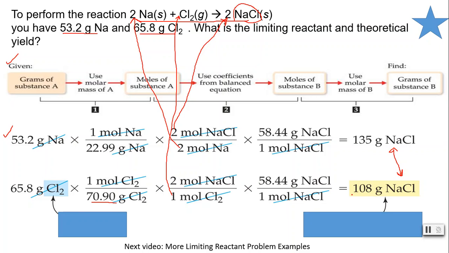And so remembering the definitions of limiting reactant and theoretical yield, the 108 grams of sodium chloride, since that is the smallest amount when comparing these two, is going to give you the theoretical yield. And what gave us that smallest amount of product, the theoretical yield? It was the 65.8 grams of chlorine gas. So that is your limiting reactant. So that is the concept of limiting reactant and theoretical yield.